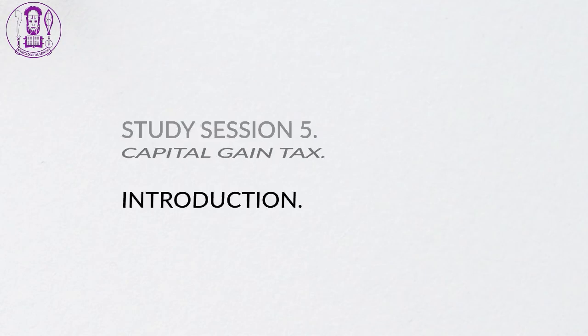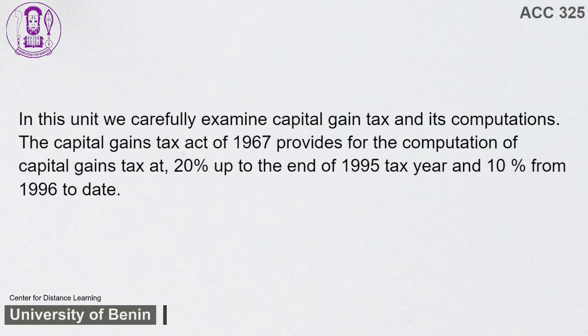Study Session 5. Capital Gain Tax. Introduction. In this unit, we carefully examine capital gain tax and its computations. The Capital Gains Tax Act of 1967 provides for the computation of capital gains tax at 20% up to the end of the 1995 tax year and 10% from 1996 to date.